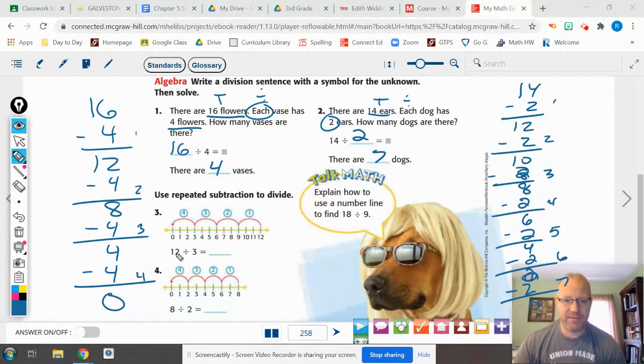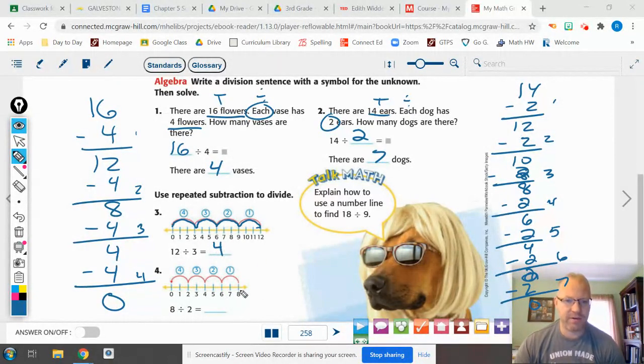So number 3, we have 12 divided by 3. So we're going to use repeated subtraction across the number line. Take away 3. 1, 2, 3. 1, 2, 3. 1, 2, 3 until you get to 0. 12 divided by 3 equals 1, 2, 3, 4. How many jumps? 4 jumps.